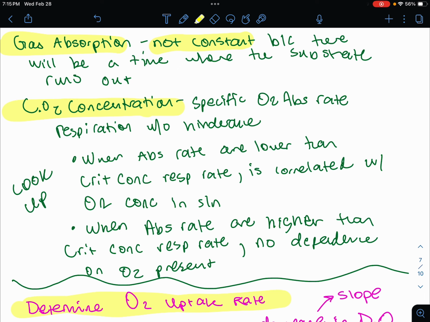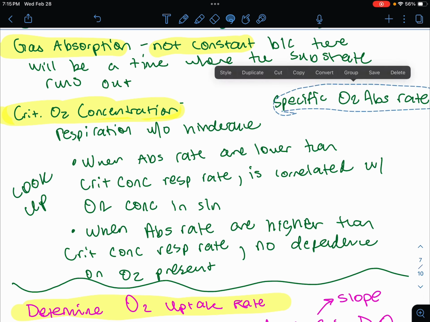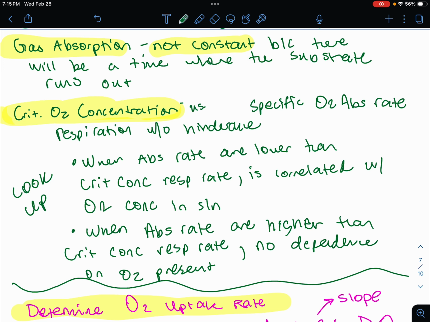So you have to look at the critical oxygen concentration, or C-crit. The critical oxygen concentration is used to indicate the value of the specific oxygen absorption rate. So there's two things here. The critical O2 concentration is used to calculate the specific O2 absorption rate.